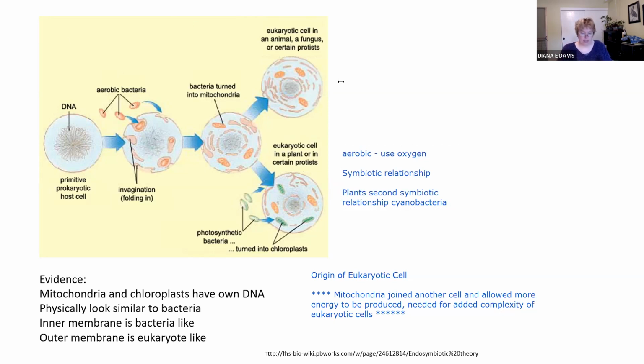This is called endosymbiotic theory of mitochondrial origins or chloroplast origins. Endo, inside, symbiotic, it's a symbiotic relationship. And that's how we believe that mitochondria originally arose and allowed the cells to become complex eukaryotic cells.